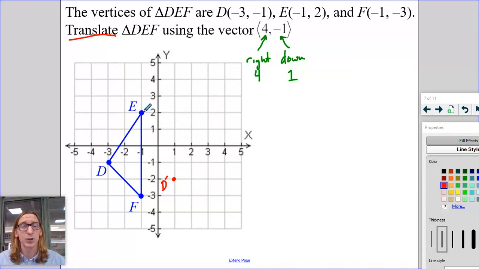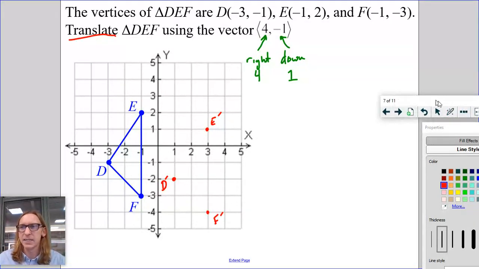Let's take E and travel the same distance, same direction, to the right 1, 2, 3, 4, and then down 1. We will then label this point here E prime. It's like point E version 2. And F: 1, 2, 3, 4, down 1. There is point F prime.